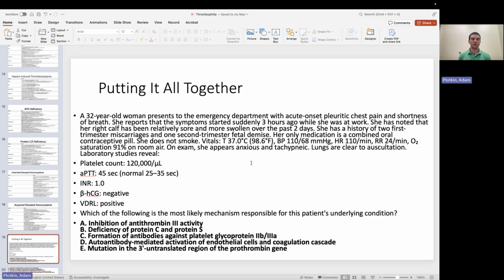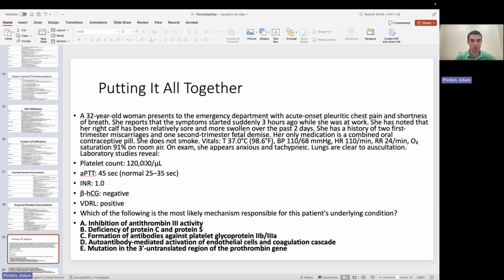She has a history of 2 first trimester miscarriages and 1 second trimester fetal demise. Her only medication is a combined oral contraceptive pill. She does not smoke. Vitals are as shown. She's afebrile. Her BP is 110/68. Heart rate's 110. Respiratory rate 24. O2 sat 91. On exam, she appears anxious and tachypneic. Lungs are clear to auscultation.